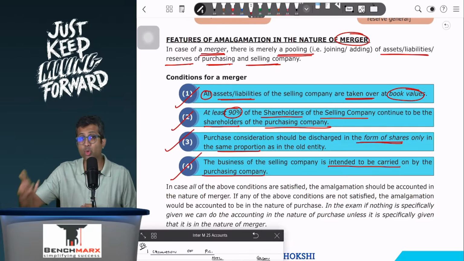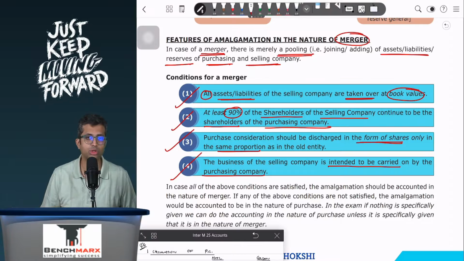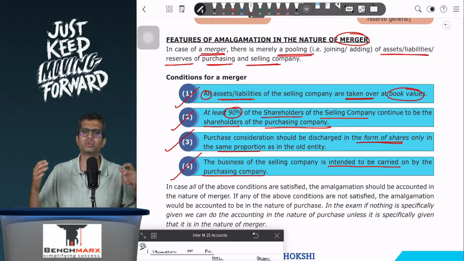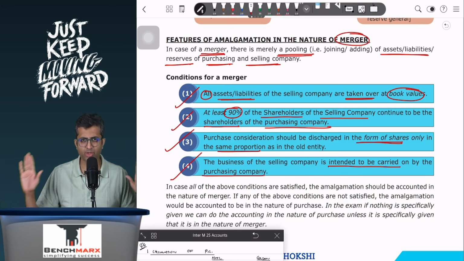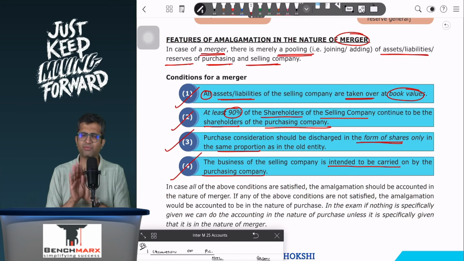Can I say I'm acquiring a flat worth 2 crores? No. Can I say I'm just joining or pooling my interest which was there in two flats into a single flat? Yes, and hence instead of two separate flats of book value 50-50 each, there's one big flat with a book value of 100.